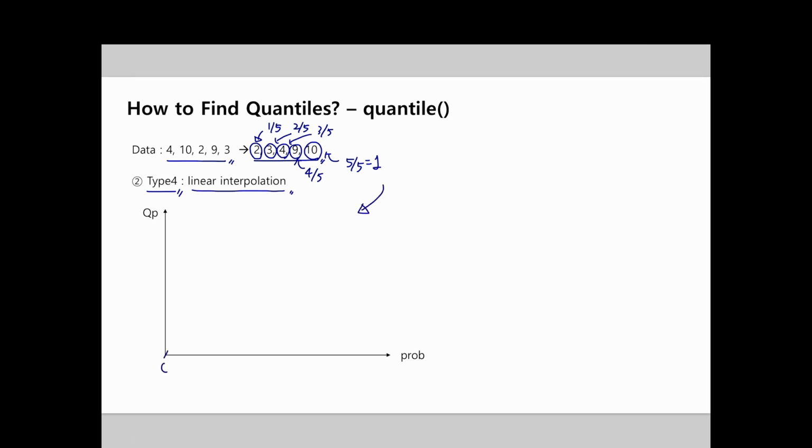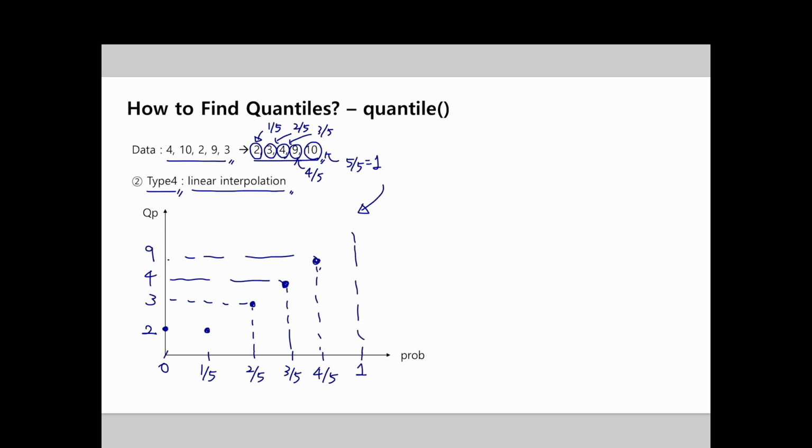Okay, 0, 1 is 2, and 1 divided by 5 is also 2, and 2 divided by 5 is 3, 3 divided by 5 is 4, 4 divided by 5 is 9, and the maximum value is 10. And in type 4, these points are linearly connected to each other like this. That is, the quantile function uses linear interpolation.